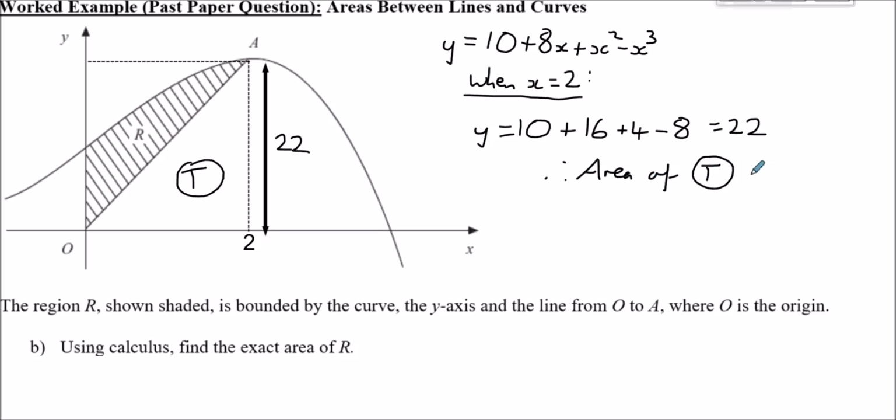How do you work out the area of a triangle? You should know. I'm sure you all do, of course. Half times base times height. So half times base, which is 2, times 22, which gives us 22.